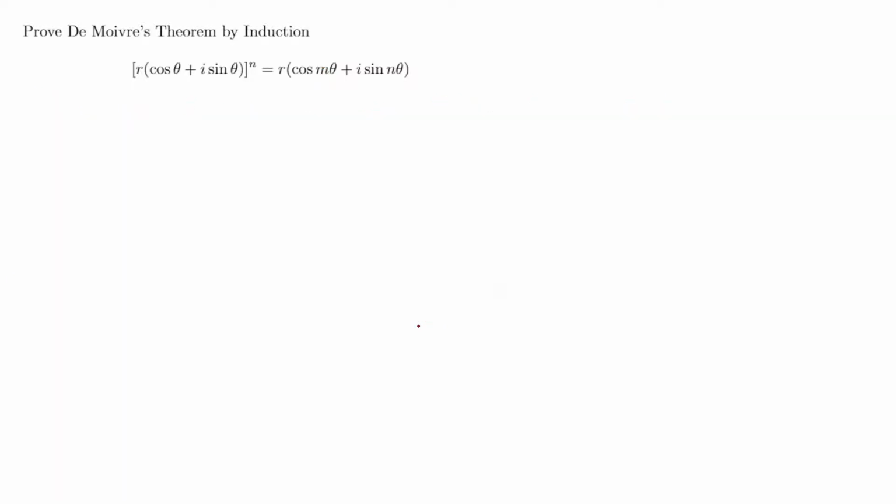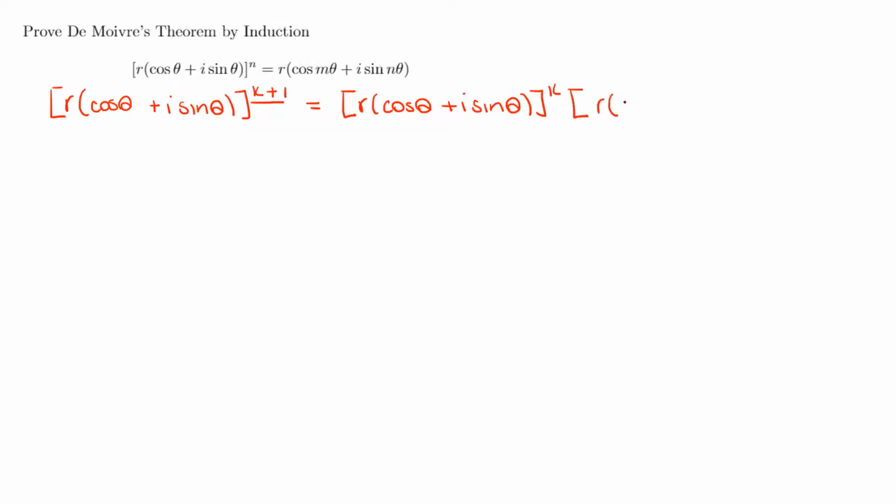So if we start off with the left-hand side, we're going to have r cos of theta plus i sine of theta, all to the power of k plus 1. And guys, you should remember from your indices rules that if ever you have an addition in the indices, you can break it up like this. So we'll have r cos of theta plus i sine of theta, all that to the power of k. So that's the first part. And then that's going to be multiplied by r cos of theta plus i sine of theta, all to the power of 1. That's from the second part.